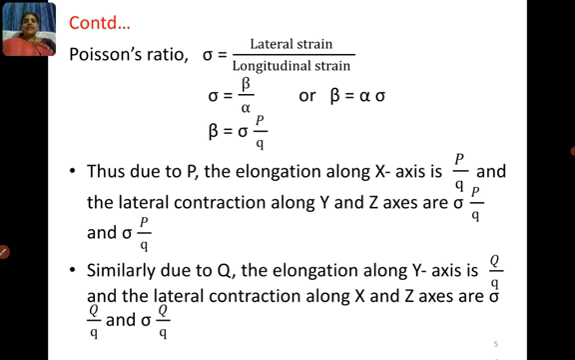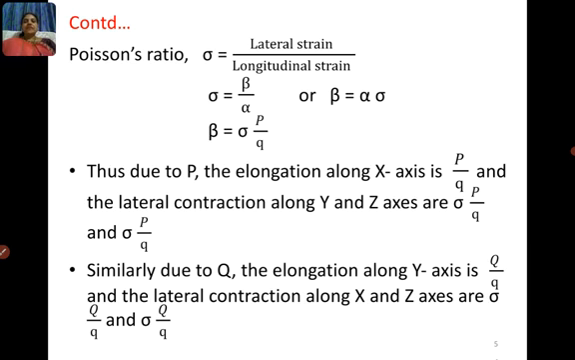Then the Poisson's ratio sigma is given by the ratio of lateral strain to longitudinal strain. Therefore, sigma is equal to beta by alpha, or beta is equal to alpha into sigma, that is, beta is equal to sigma P by Q, as alpha is equal to P by Q.